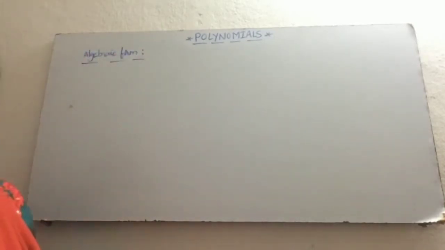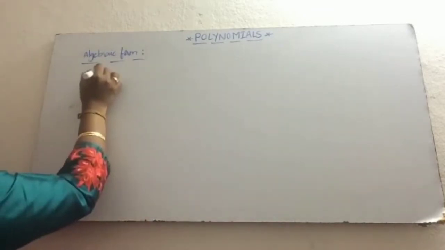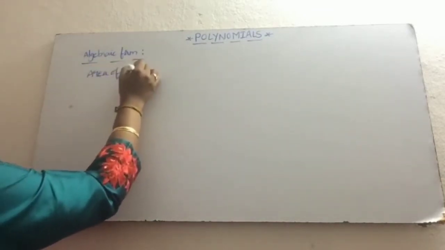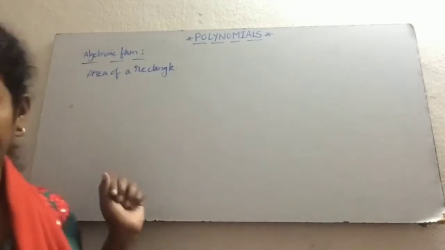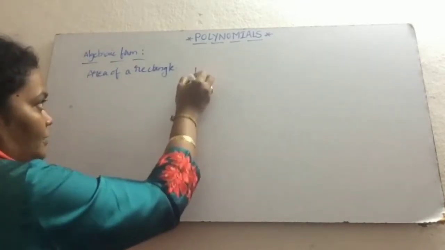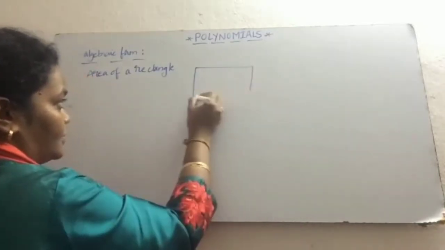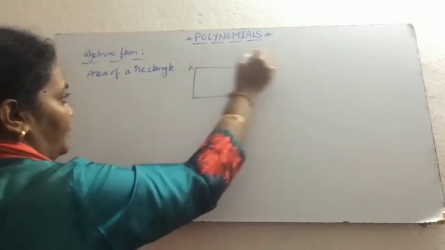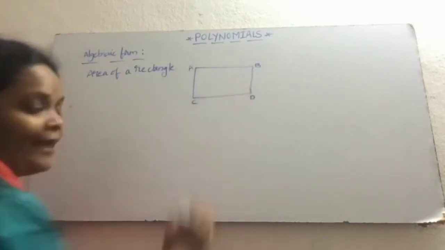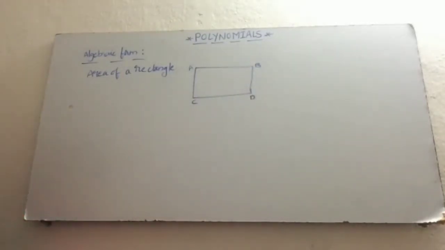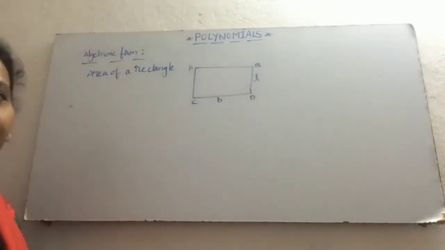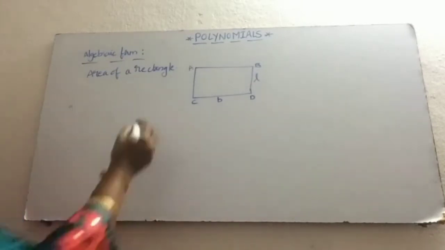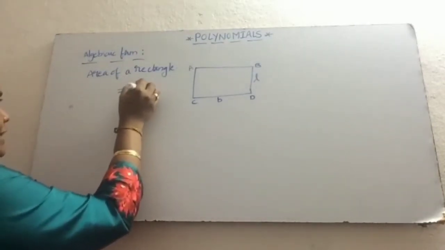Now we will find the area of the rectangle. Suppose I take ABCD as a rectangle, and its length is L and breadth is B. All of you know about the area of a rectangle. Area of rectangle is equal to length into breadth.